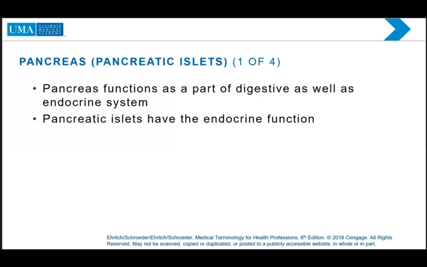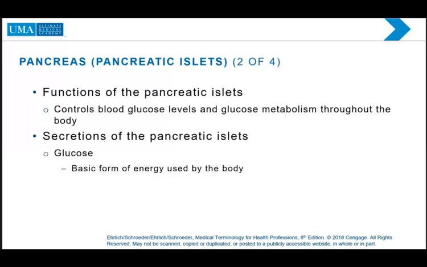Let's next look at your pancreas. Your pancreas functions as part of your digestive system as well as your endocrine system. Your pancreatic islets have the endocrine function. The function of those pancreatic islets is to control your blood glucose levels and glucose metabolism throughout the body. A secretion of the pancreatic islets is glucose, which is the basic form of energy used by the body.